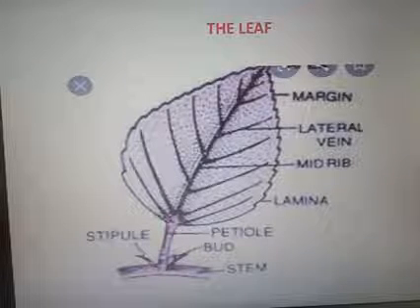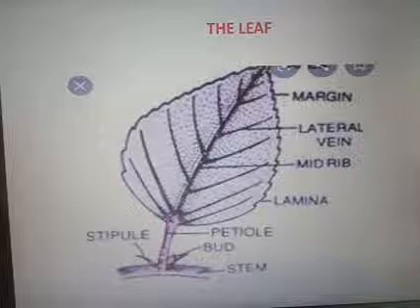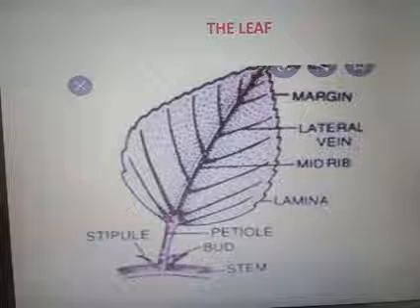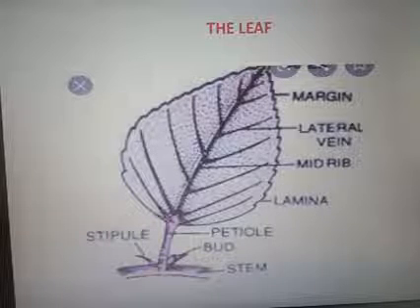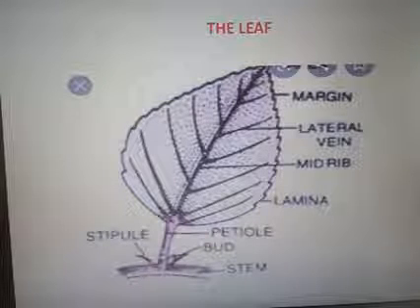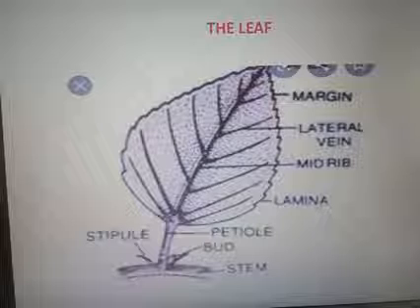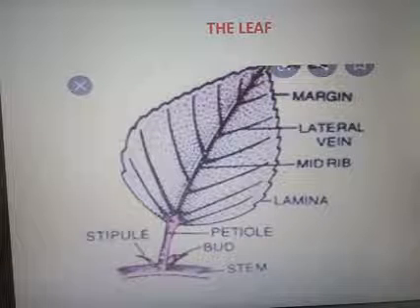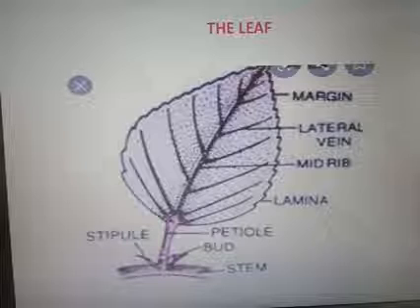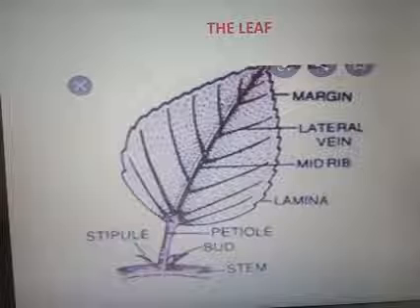Leaf is a flattened lateral outgrowth produced from the stem at the node. Leaves originate from leaf primordia. Root is formed from radicle and shoot is formed from the plumule. In that way, the leaves originate from leaf primordia. Clear it is. So, leaf is a flattened lateral outgrowth produced from the stem at the node, and leaves originate from the leaf primordia.